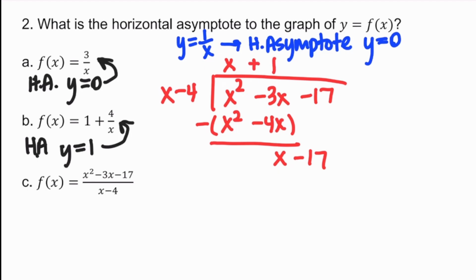And I distribute the x and the minus 4. I subtract that, and I'm going to get negative 13. And that's going to be my remainder, so minus 13 over x minus 4.